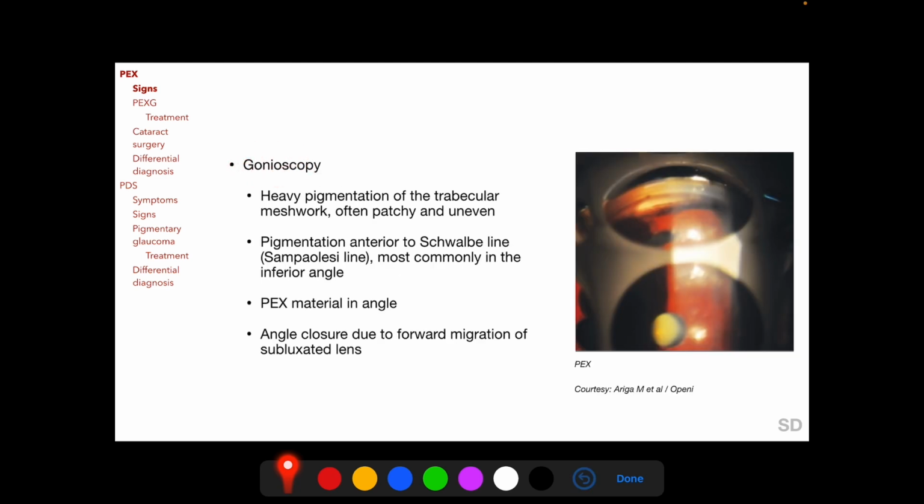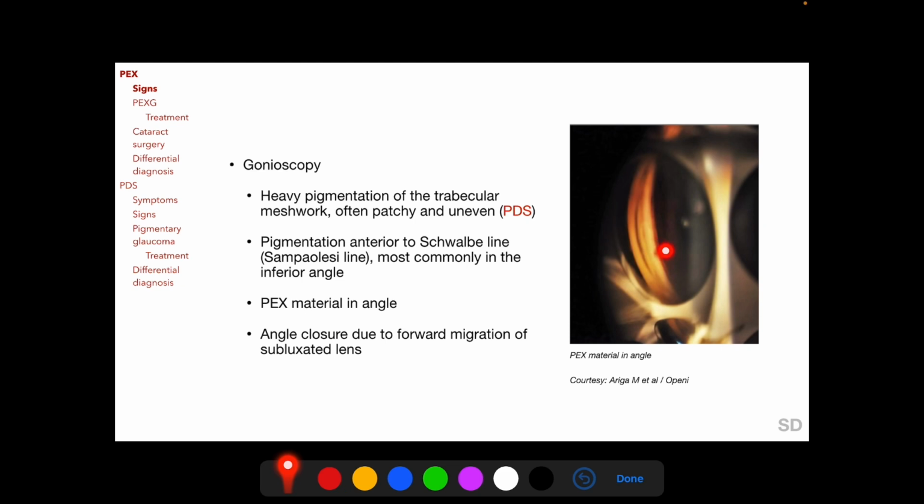Gonioscopy in eyes with pseudoexfoliation shows heavy pigmentation of the trabecular meshwork, as shown here in this photograph, but the pigmentation of the trabecular meshwork is often patchy and uneven in pseudoexfoliation, in contrast to pigment dispersion, in which the pigmentation of the trabecular meshwork, as we shall see, is homogeneous and dense. There can also be pigmentation anterior to the Schwalbe's line called Sampaolesi's line, which is found most commonly in the inferior angle as shown here in this photograph.